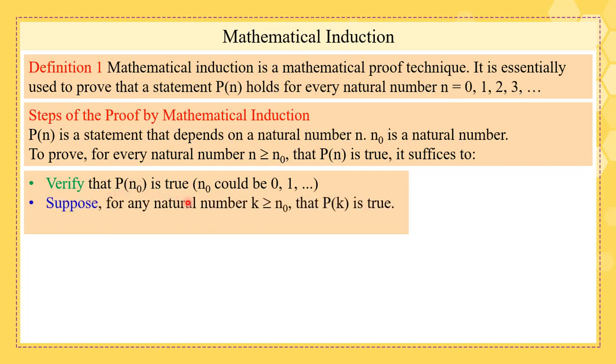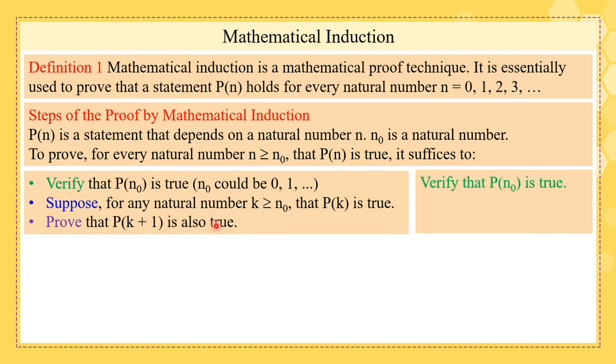We suppose that P of k is true where k is greater than or equal to 0. And then we prove that P of k plus 1 is also true. So we have three steps. We need to verify that P of n0 is true. We need an initial point. We suppose that P of k is true. It's true for a certain rank k. And we prove that P of k plus 1 is also true. So we prove it for the next rank.